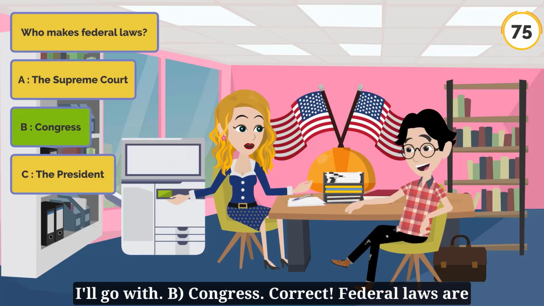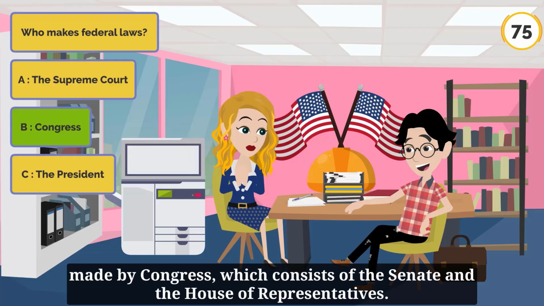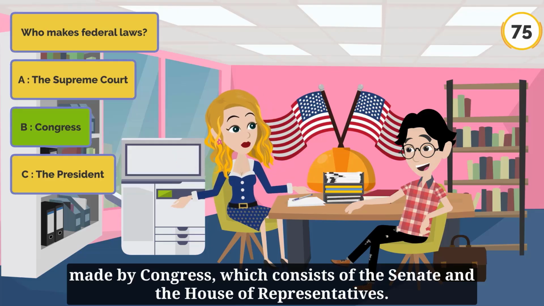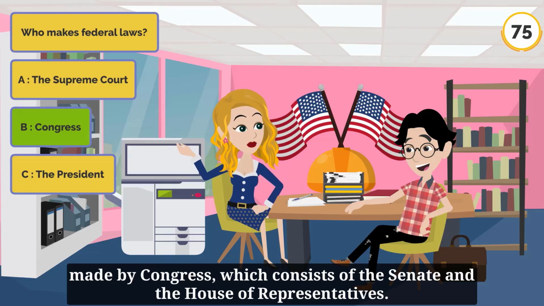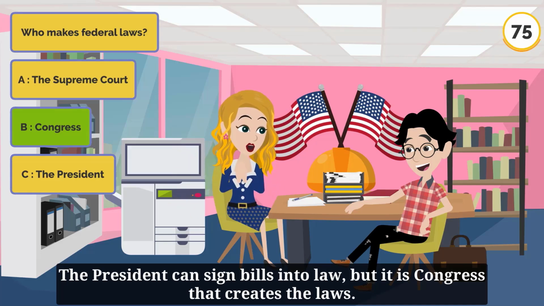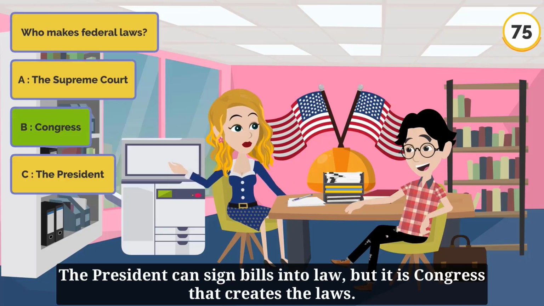Correct. Federal laws are made by Congress, which consists of the Senate and the House of Representatives. The President can sign bills into law, but it is Congress that creates the laws.